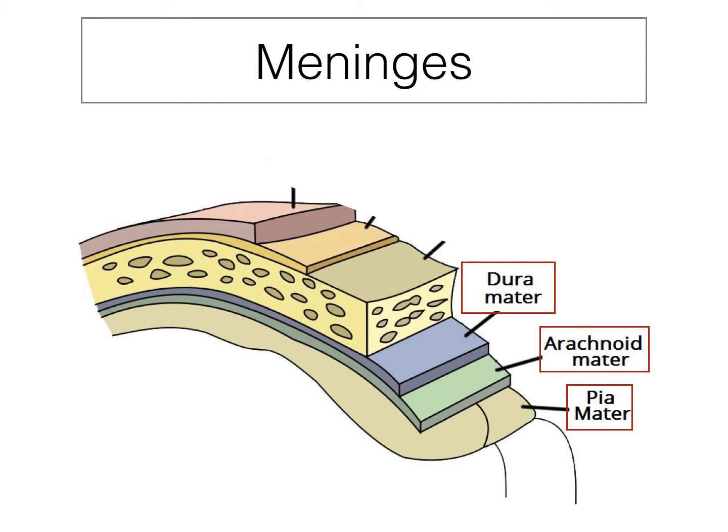The middle layer is called the arachnoid mater, and it lies directly underneath the dura mater and contains connective tissue. The space beneath the arachnoid mater and right above the pia mater contains cerebrospinal fluid, which also acts as a cushion to the brain. And then the deepest and thinnest layer is called the pia mater, and this layer adheres to the surface of the brain and spinal cord.